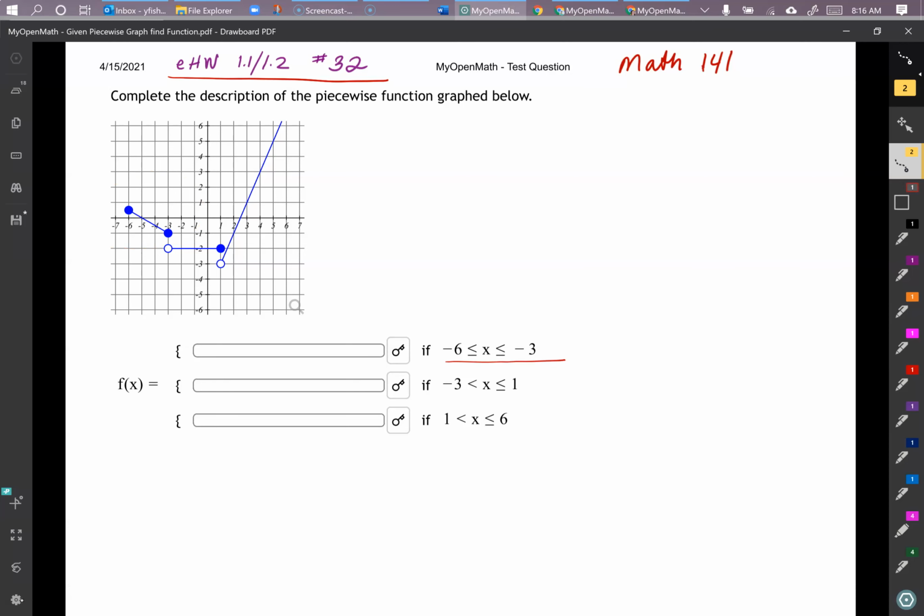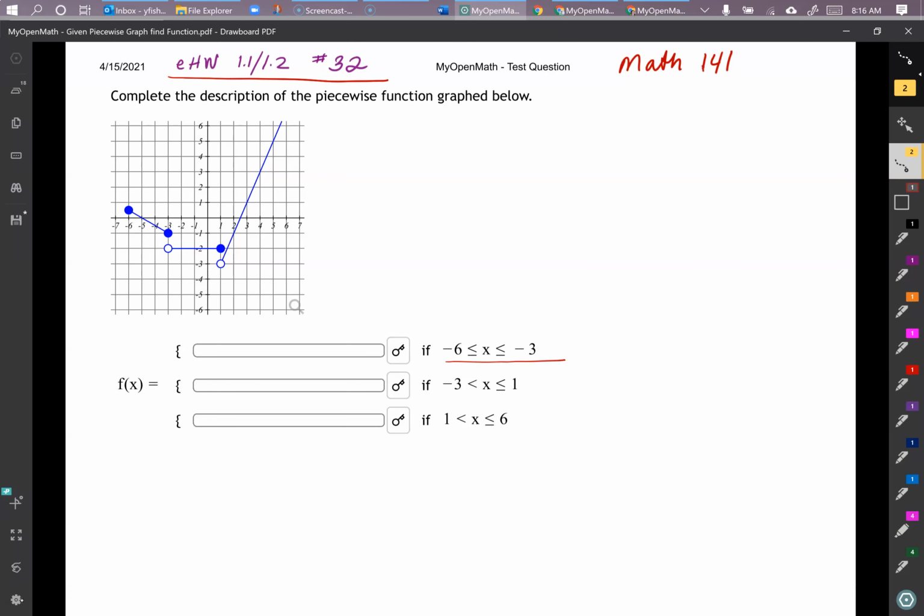So there's a couple of different ways you could do this. You could use transformations to figure it out. I think that's how they do it in the key, but we actually haven't covered that yet. So we're just going to do it the old-fashioned way and figure out what this line segment is.